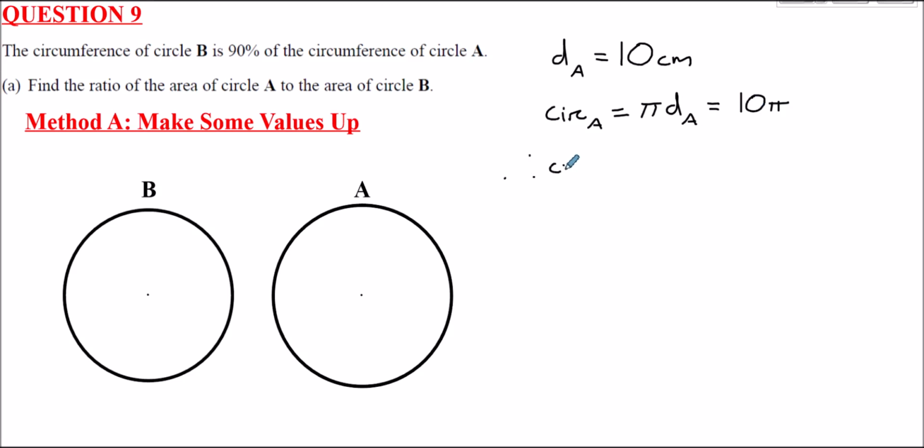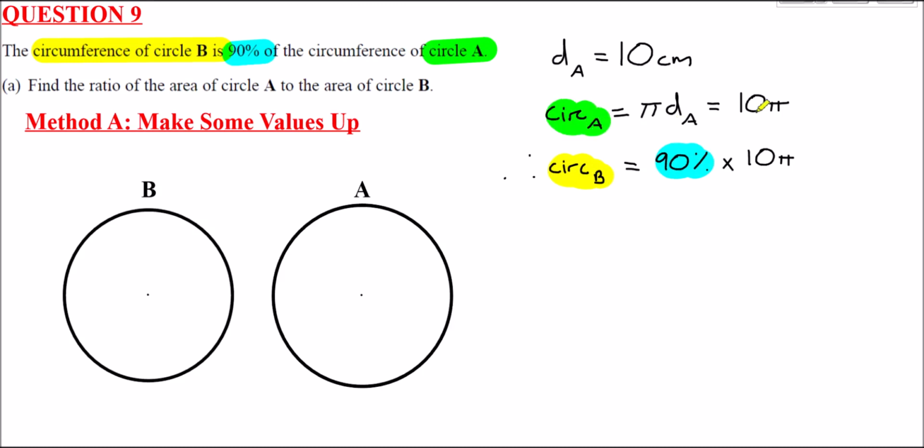Therefore, the circumference of B will be 90% of the circumference of A. So 90% of 10 pi. So here we're just using the idea that the circumference of B is going to be 90% of the circumference of circle A, which, using the numbers we've made up, if I go for diameter of A being 10, then we get this, so 90% of 10 pi.